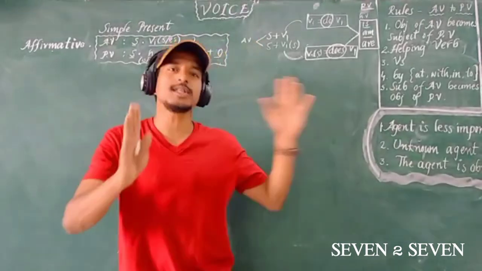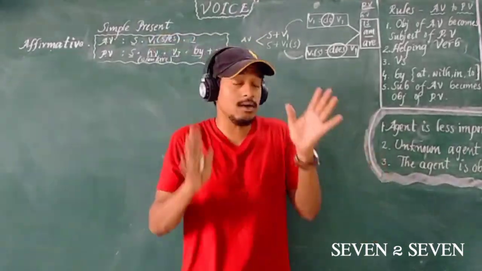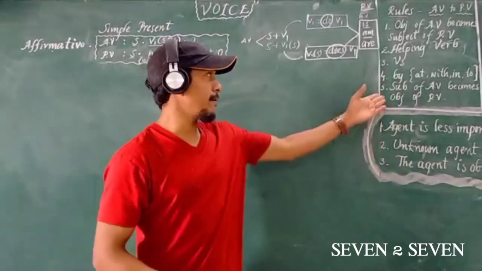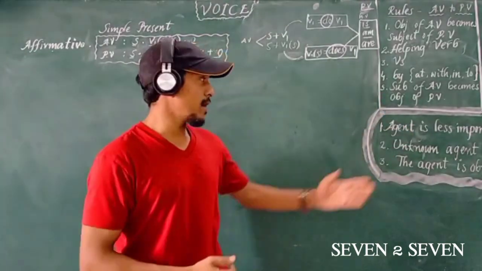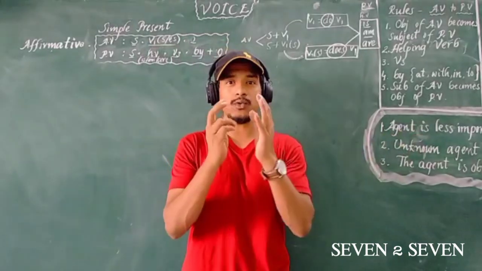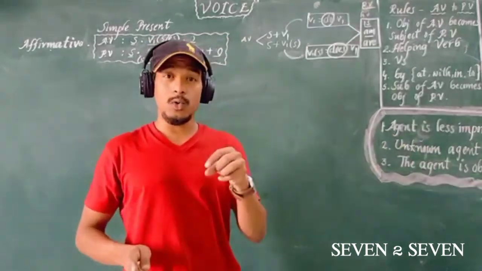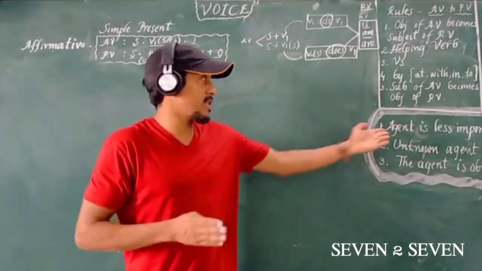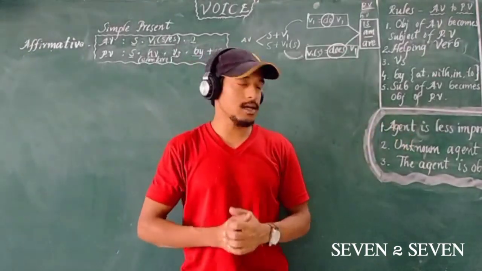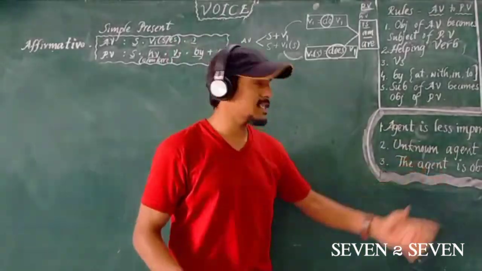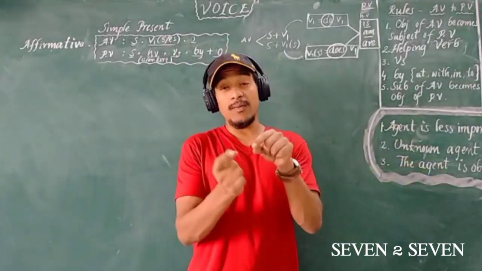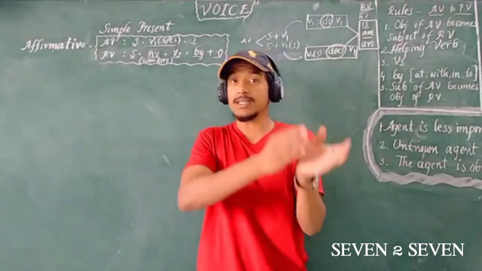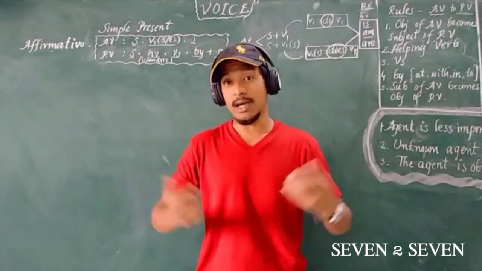If you want to highlight only the receiver, not the agent or the doer, you can avoid by and the subject. Second point, unknown agent. If you don't know who or what the subject is, the agent, the doer of the action. And third point, the agent is obvious. Even though you don't mention it, if it is clear who or what is the subject, we can avoid it.